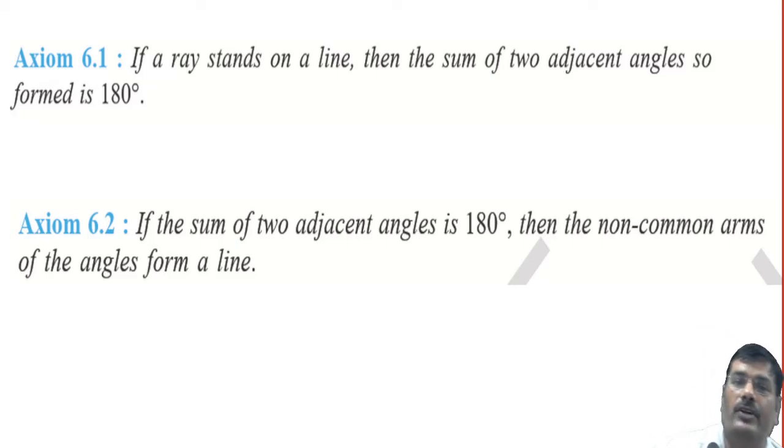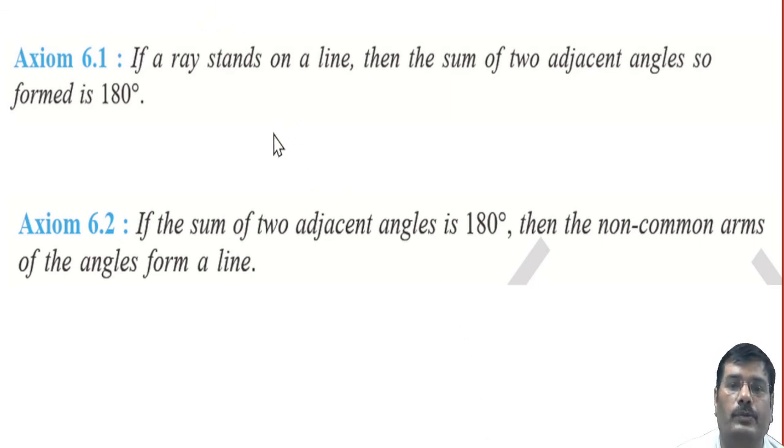If a ray stands on a line, then the sum of its two adjacent angles so formed is 180 degrees. Can you prove this one? We cannot prove it, we only have to learn it. We have to memorize this one. If a ray stands on a line, then the sum of its two adjacent angles formed is 180 degrees.